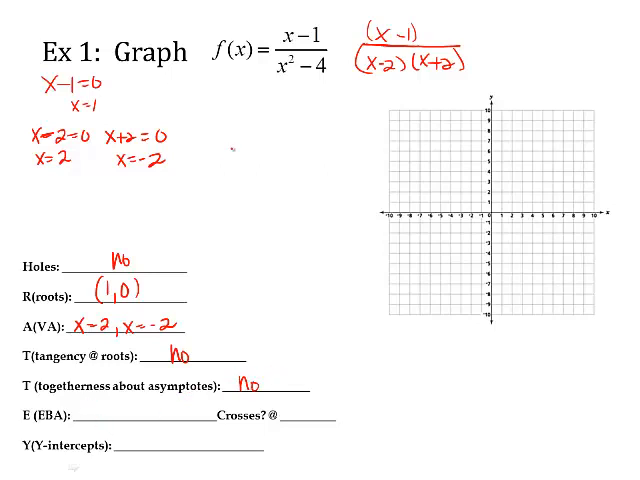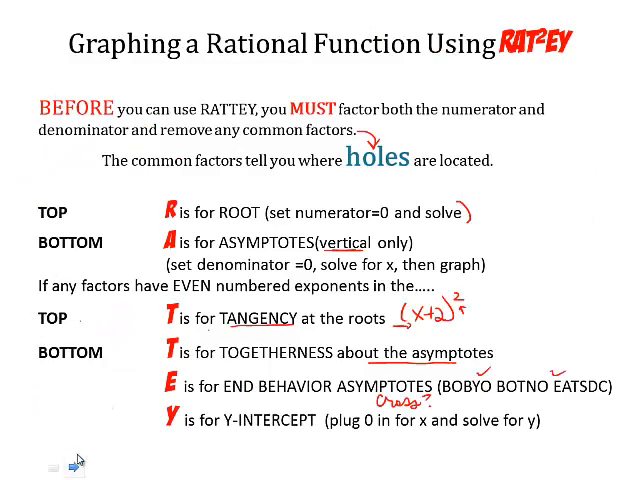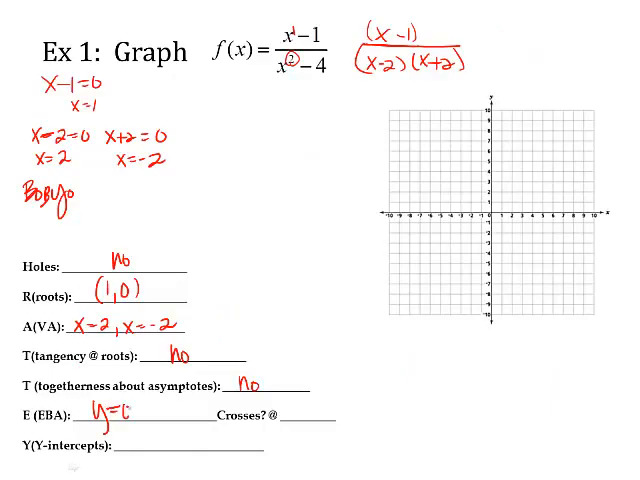End behavior, okay? Is this a BOBO, BOTN, or EATS DC? The exponent power is 1 on top, it's 2 on the bottom, so it's bigger on the bottom. So this is BOBO. Remember, if it's BOBO, y equals 0 is your answer. So it's y equals 0.